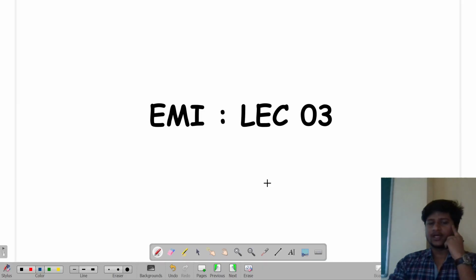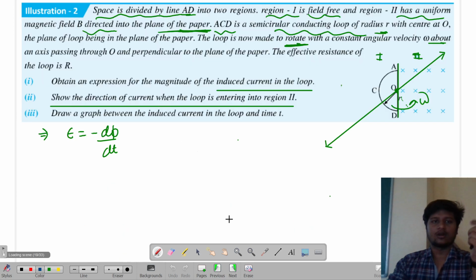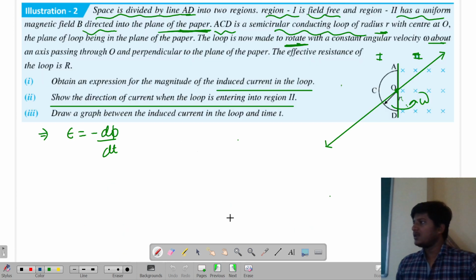Okay, now look over here. Till yesterday we did this problem, and I gave you one question, right or not? What was the question? There were two regions of a space which was divided.